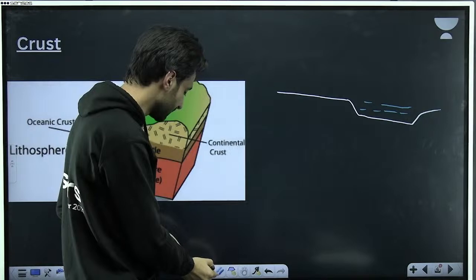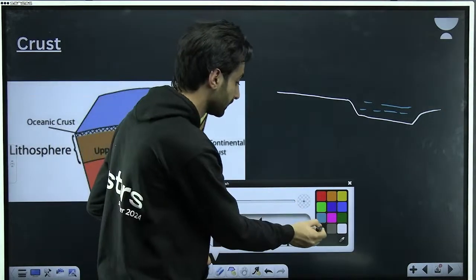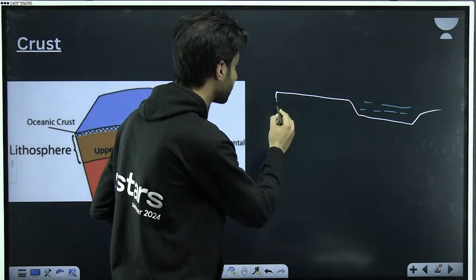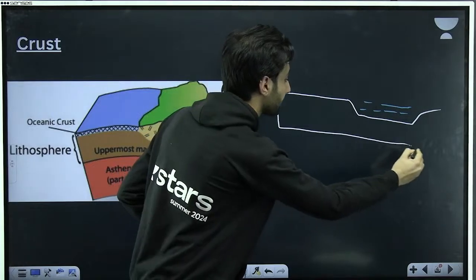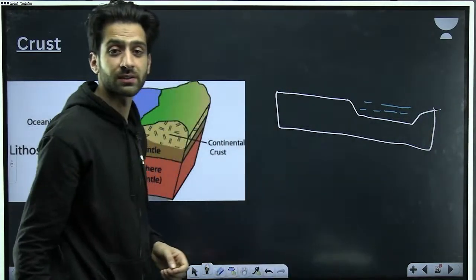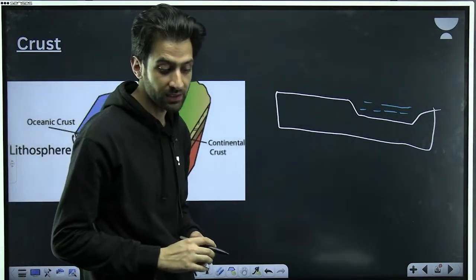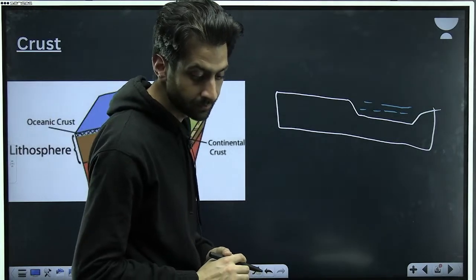So that means the crust is not uniform. We will have two types. The first one will be the continental crust, and the second one will be the oceanic crust. Is it clear between the continental crust and the oceanic crust? Okay?